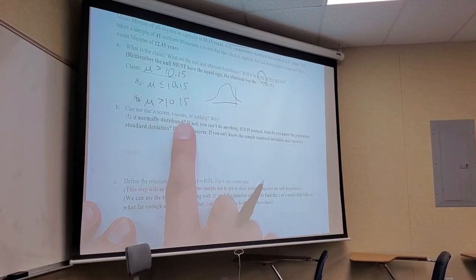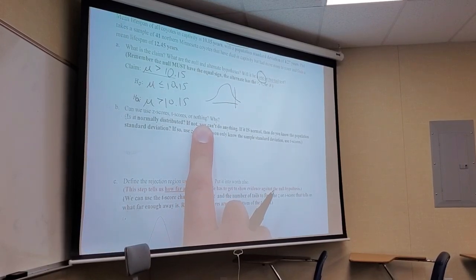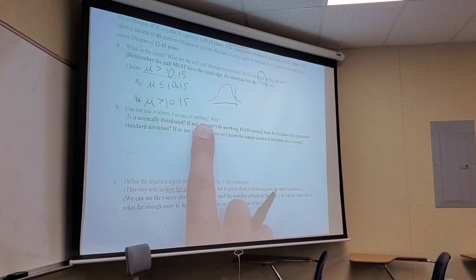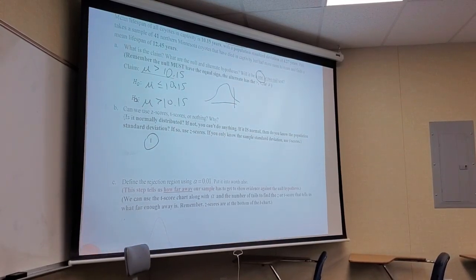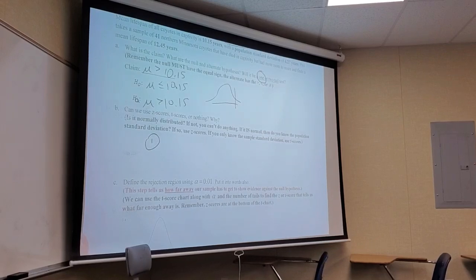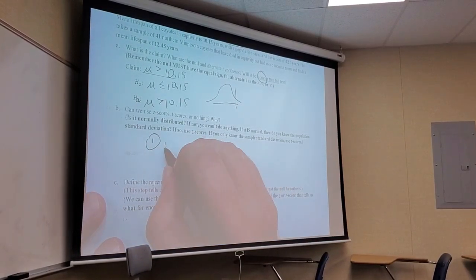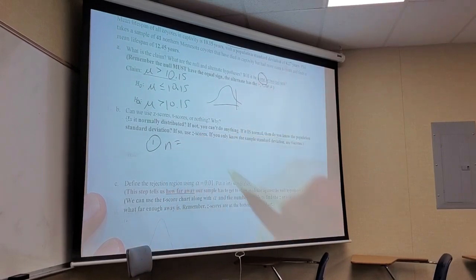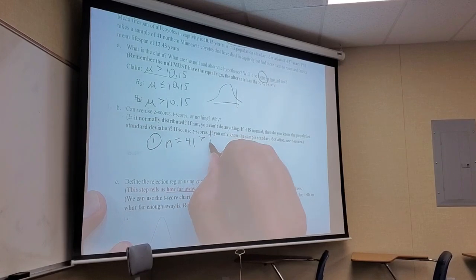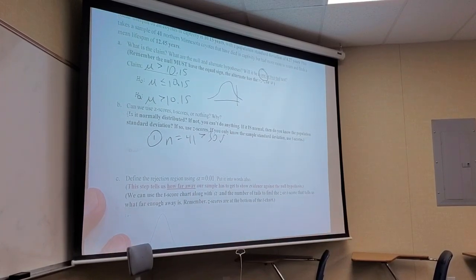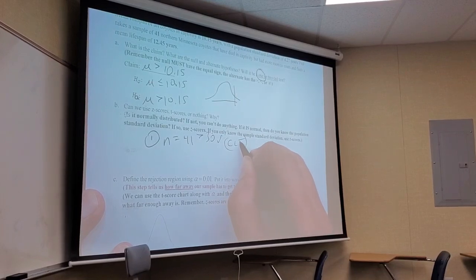Can we use z-scores, t-scores, or nothing? What am I looking for? 2 things. What tells me I can do anything? Is it normally distributed? Is it normal? And how do we know? Does it say it's normal? No. Damn it! But what saves us? Population standard deviation? No, that has nothing to do with it. N greater than 30. Yeah, N is 41, which is greater than 30. Right? So that's the good old chicken, lettuce, tomato, or central limit theorem.